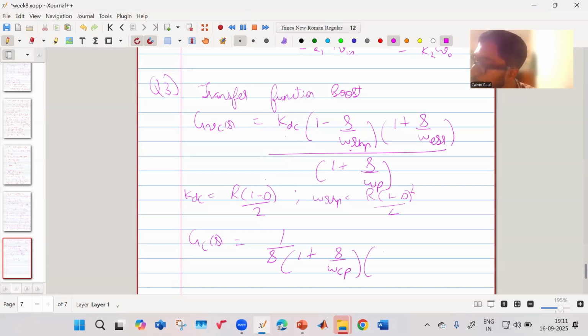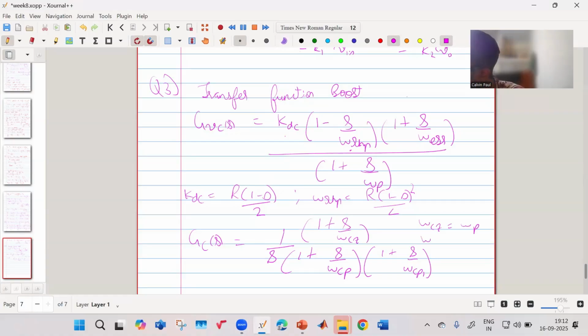Then you could place a pole to cancel out your ESR zero. In some cases, you neglect your ESR zero, then you will not need this second pole. And then you would place a controller zero to cancel out this pole. So what would you do? You place omega CZ equal to omega P.